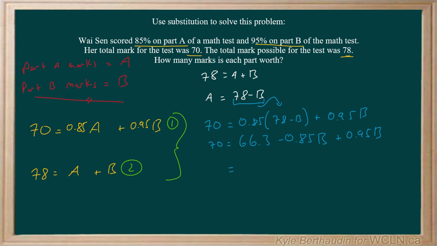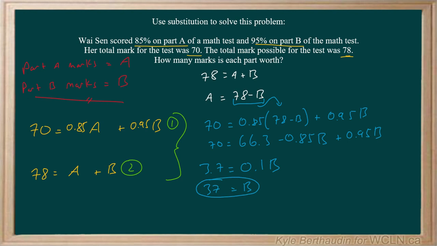and sum up the b terms as well. So on the right we'll have 0.1b, and on the left we have 3.7. Divide by 0.1 both sides, and we have 37, and that's how many marks b is worth.